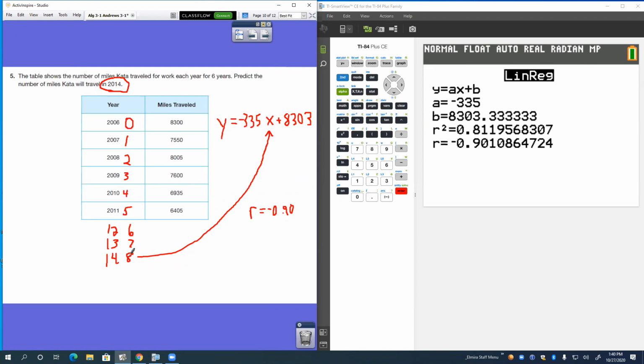We need to, for our prediction for 2014, we need to sub in our 8 in for X. So you would have negative 335 times 8 plus 8303. And you should, if you did it correctly, you should get 5,623. Questions on that one?